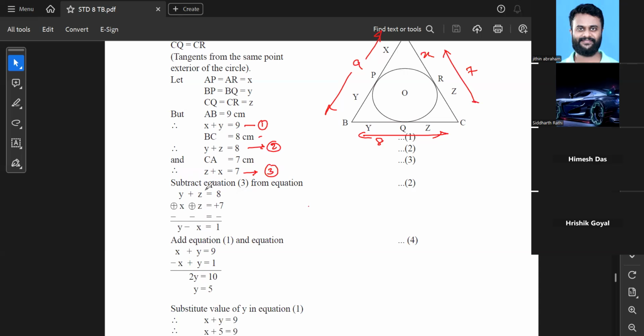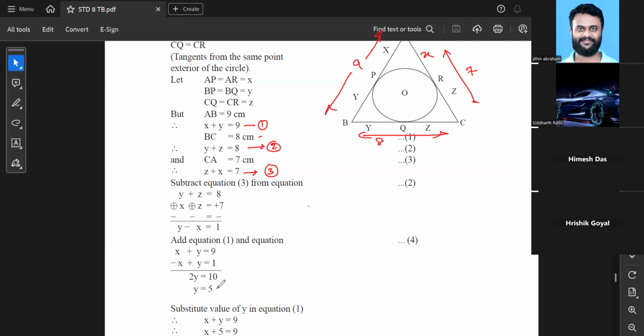Now, let me do one thing. Let me subtract the third equation from the second equation. The second equation is y plus z, and the third equation is x plus z. So when I subtract them, the z gets cancelled, and what I'm left with is y minus x. So basically, the right hand side becomes 8 minus 7, 1. So y minus x is equal to 1.